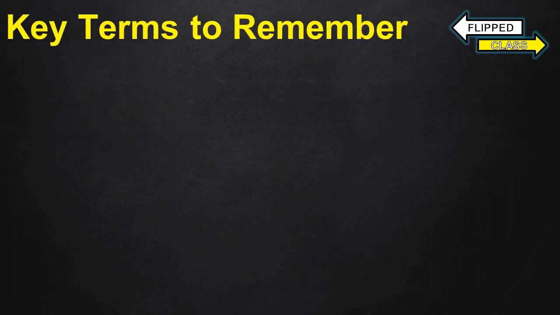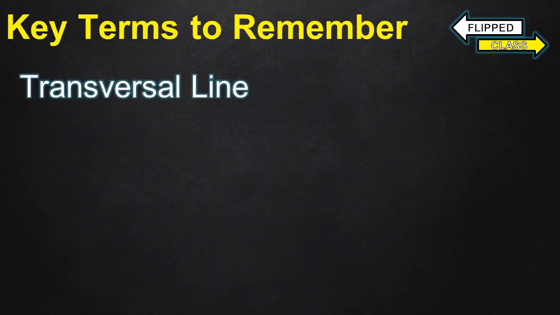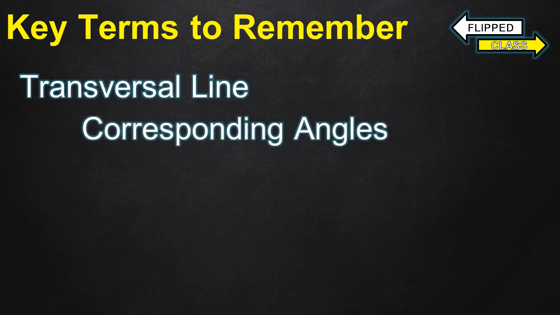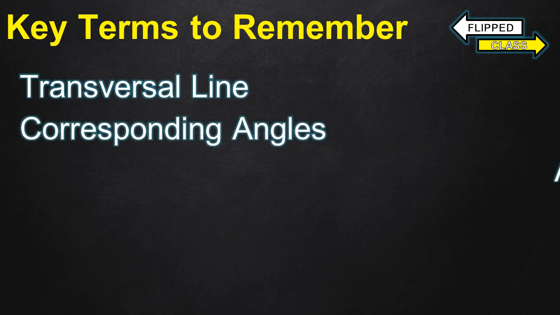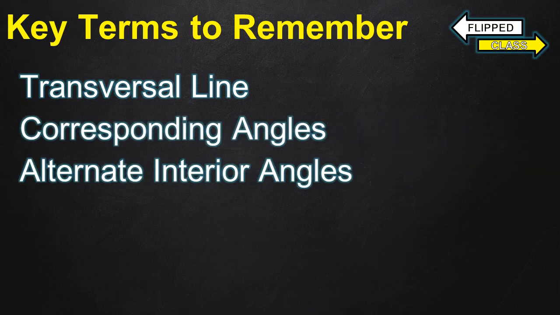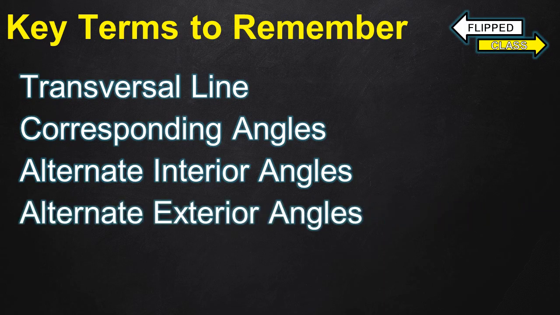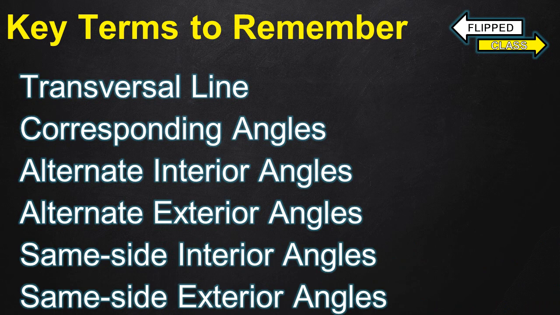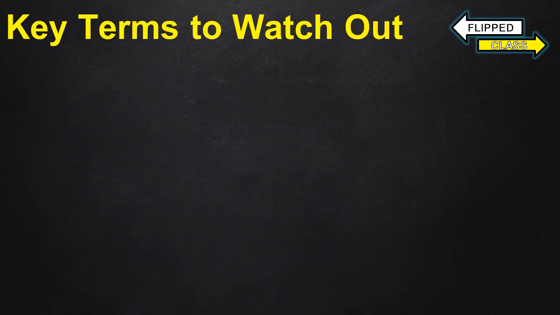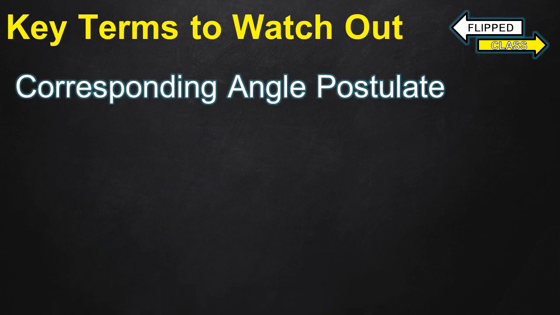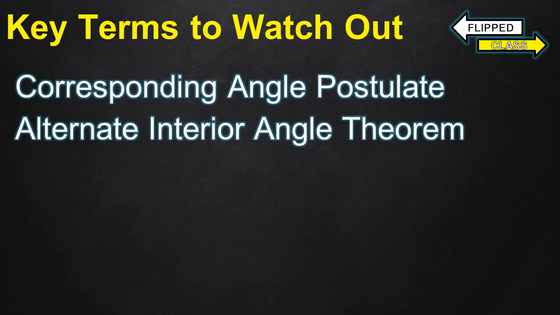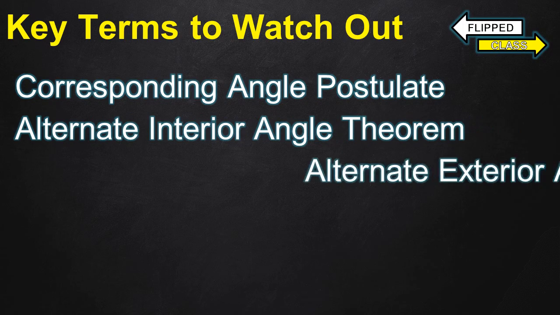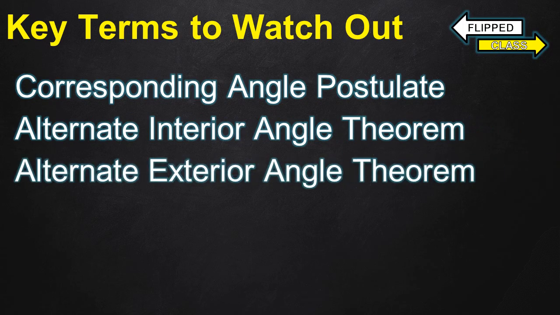Now, these are the key terms you need to remember and you need to review from time to time. You can use this video as your help. Again, do not be afraid to review this video and to watch it all over again for your own benefit. These are the terms. We have the 5 pairs of angles and the transversal line. Aside from this one, we also have the 5 relationships here, the postulate and the 4 theorems.